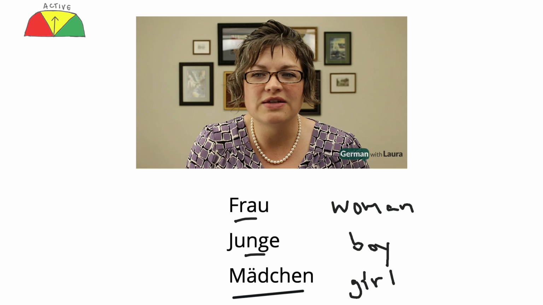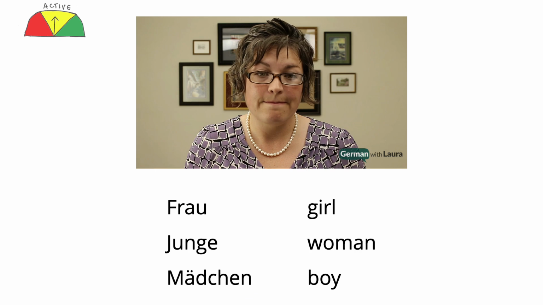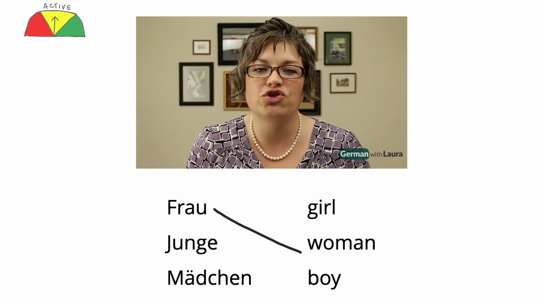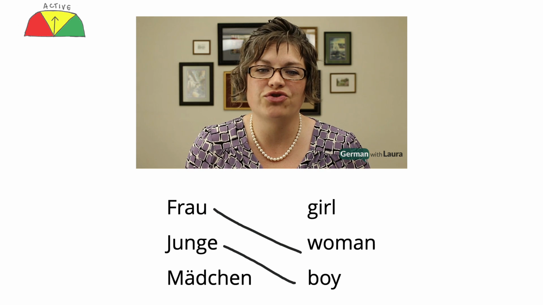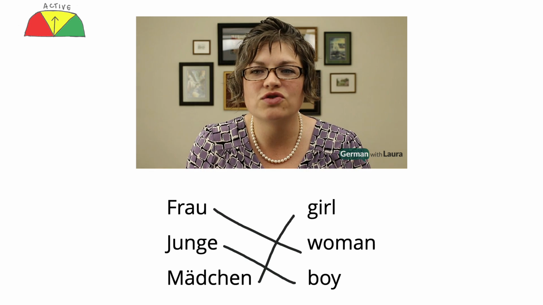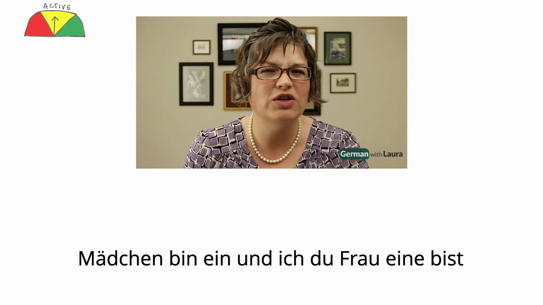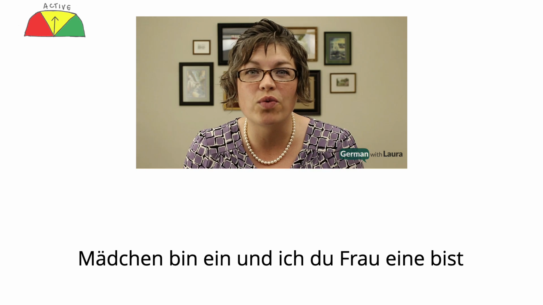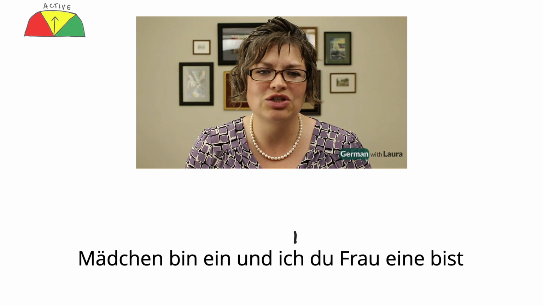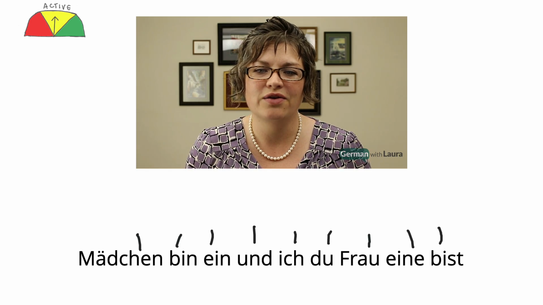Then you interact with this information again by doing a matching exercise, where now you have to pair up Frau with its English translation, Junge with its English translation, Mädchen with its English translation. Then you get to these unscrambling activities, where you have a complete sentence, but it's all in a mixed up order, and you have to click on the words in the right order in order to say, I am a girl and you are a woman. Ich bin ein Mädchen und du bist eine Frau.